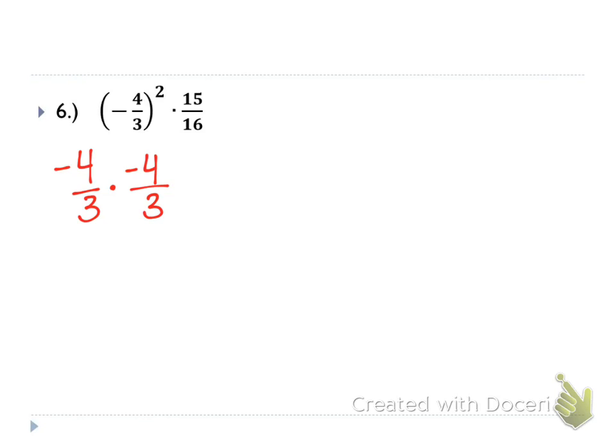Negative 4 times negative 4 gives me what? 16. 3 times 3, 9. So that whole first fraction I've simplified now, but I'm still multiplying that to what? 15 over 16. Questions about that first step?